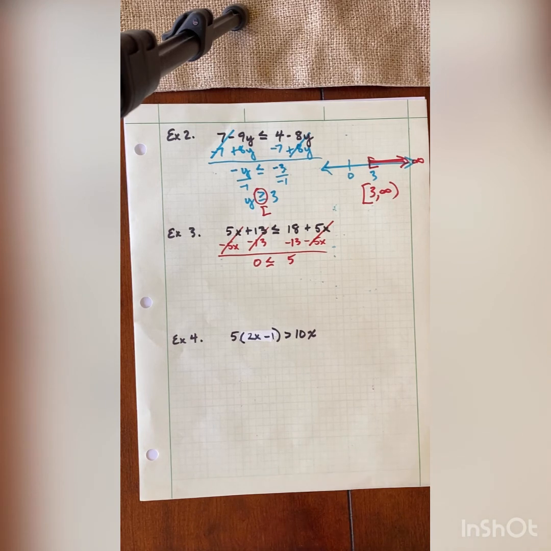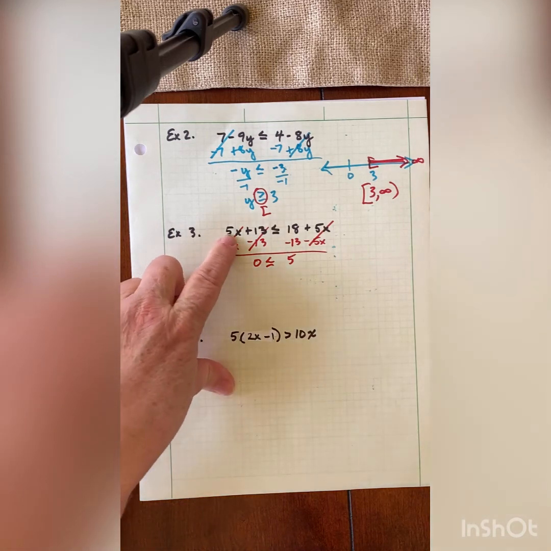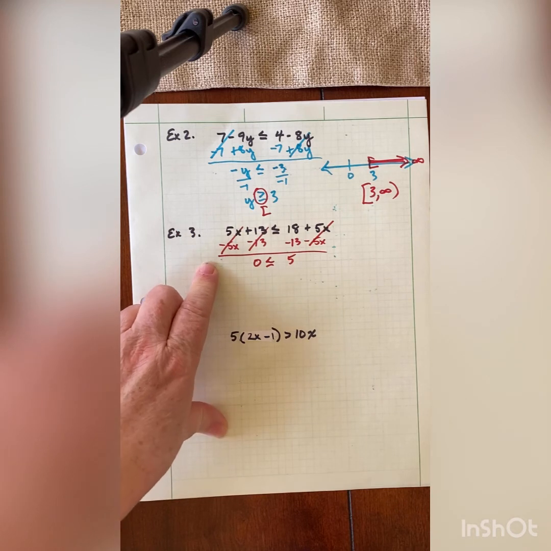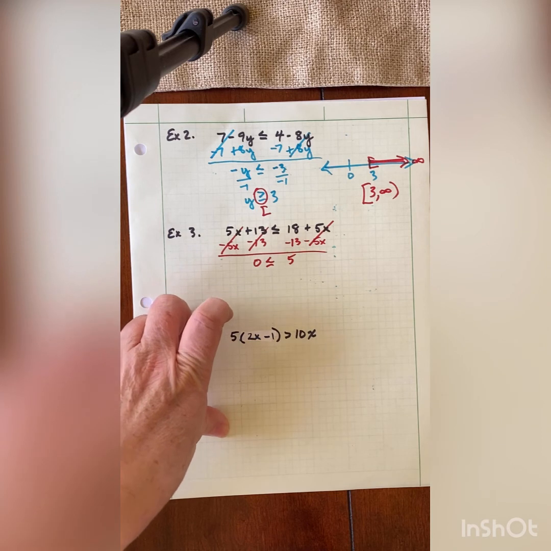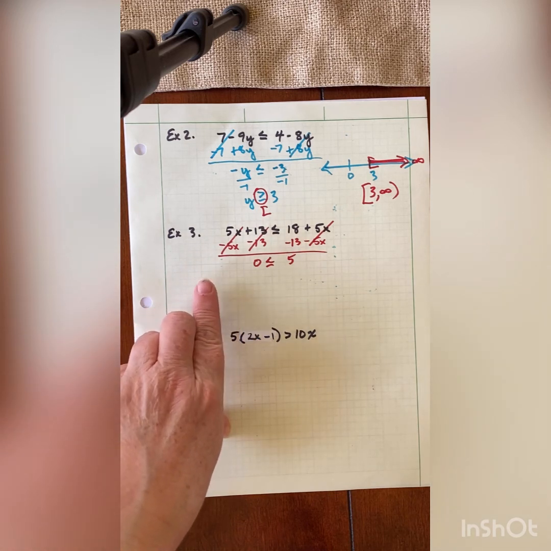But I also noticed in this problem that I lost all my variables, okay? So this one's a little bit different. It's a true statement, but all my variables are gone. So every number, every real number is a solution to this. Any number I put up in here will make it work. It could be -87, it could be 3,258. It doesn't matter. Whatever number I pick will make this a true statement.